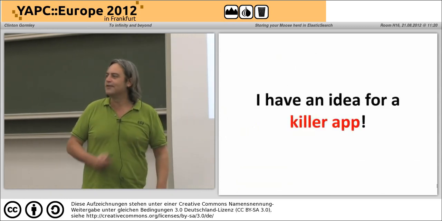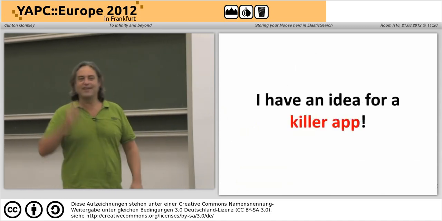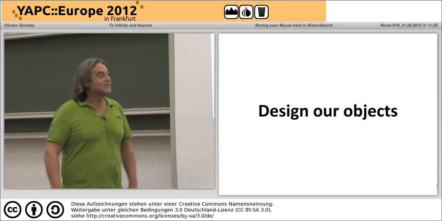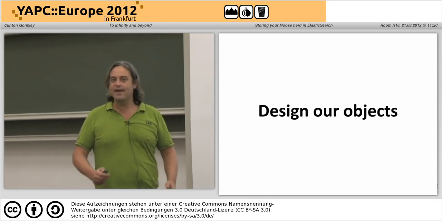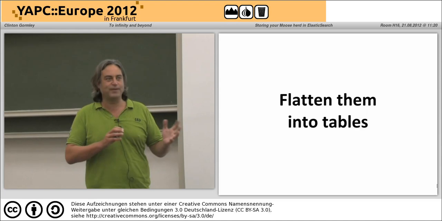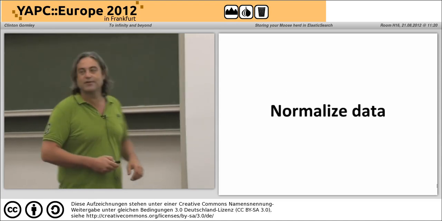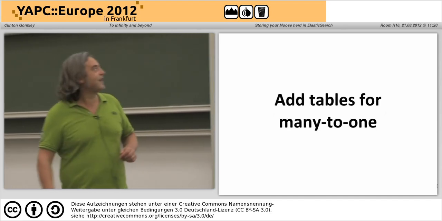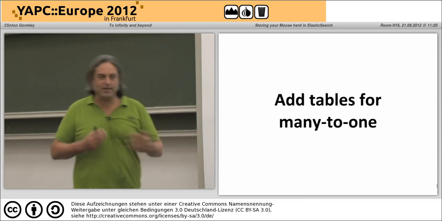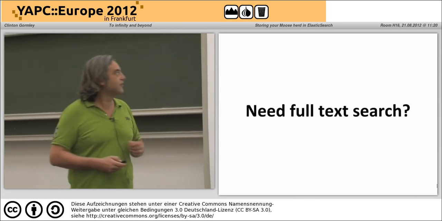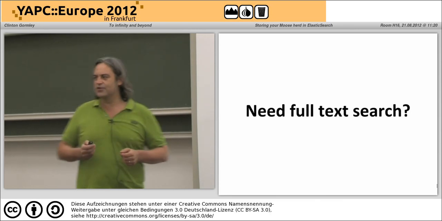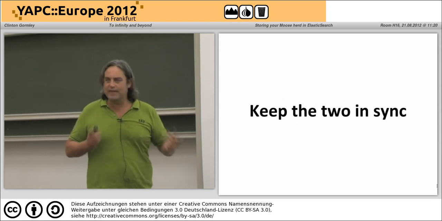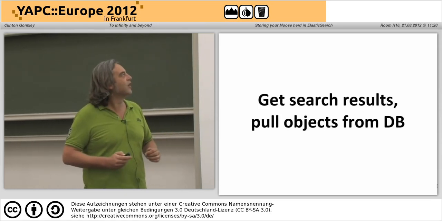Do you ever wake up in the morning and think to yourself, I have an idea for a killer app? How do you begin to design it? You start by designing your objects. Then you need to store them in the database. So you break them into little pieces, flatten them out, and put them into Postgres or MySQL. You make sure the data is normalized. You add some indexes to make sure that it's fast. Of course, you need to add some tables to handle many-to-one relationships and more indexes for those. And we probably need some full-text search. Okay, so let's copy the data over to a full-text search engine and then make sure that we keep the two in sync. Right, ready to go.